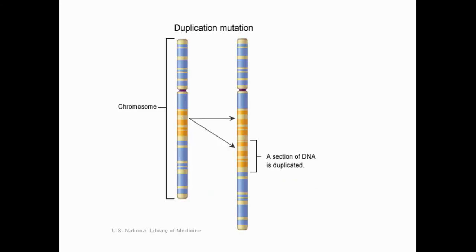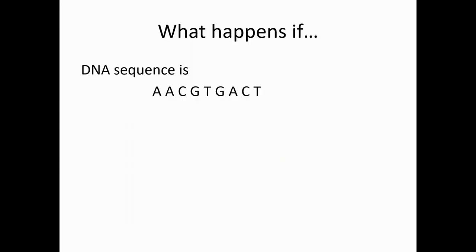Here's a duplication mutation where you see we took this huge chunk of DNA and replicated it here and accidentally replicated it again. Now we get this extra large chromosome. Just a quick example.